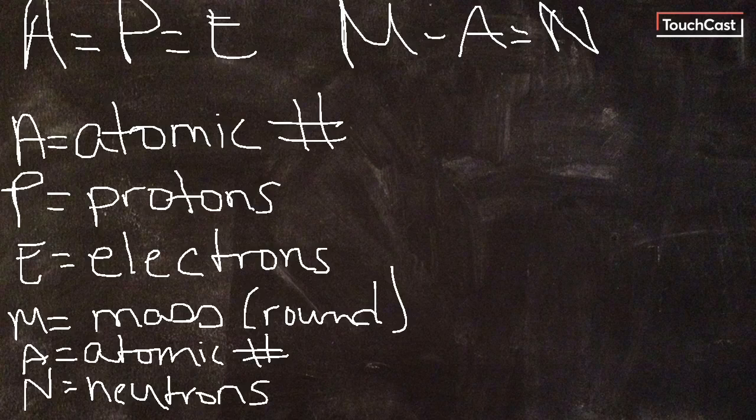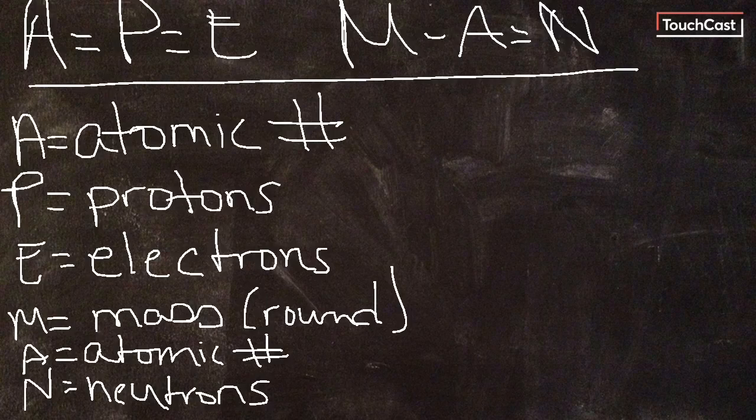Okay? And the way I wrote it out, just basic up here, basically tells you how to find the information. So A equals P equals E. That means the atomic number, the proton number, and the electrons are exactly the same. So if it was 6, all 3 of those things would be 6. Your M minus A, your mass number minus your atomic number, gives you the number of neutrons.